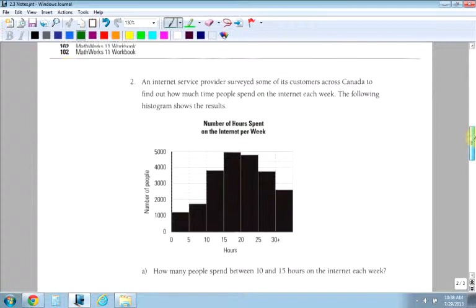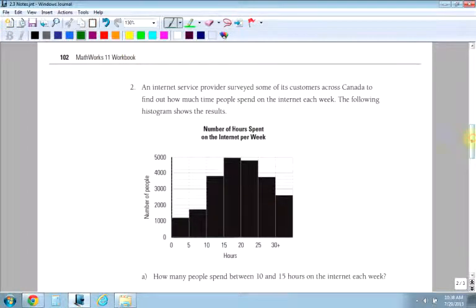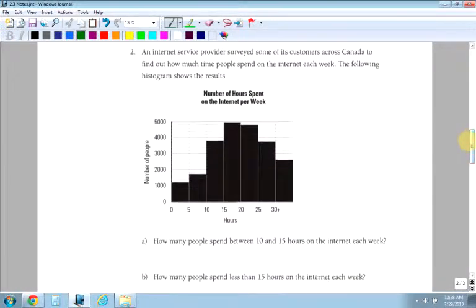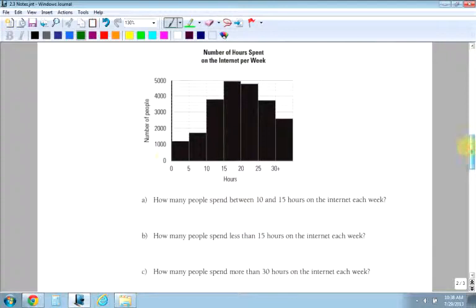Second question I want to look at, and this is on page 102 of your workbook, so you can follow along if you want. An internet service provider surveyed some of its customers across Canada to find out how much time people spend on the internet each week. So here's a histogram showing that data that they collected. They have between 0 and 5,000 people. You can see right here that if the line is 2,000, then each one is going up by 200, because you'd have 22, 24, 26, 28, 3,000. So we have to know all that data because some values are in between.